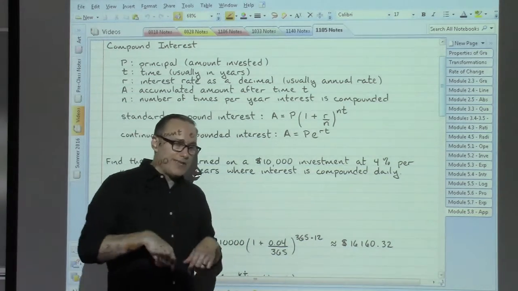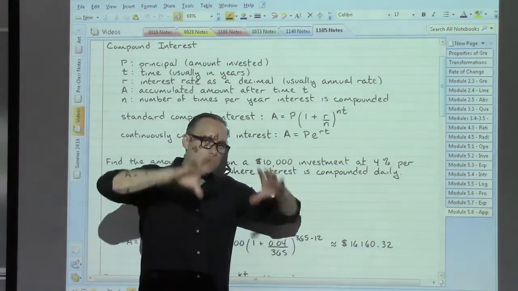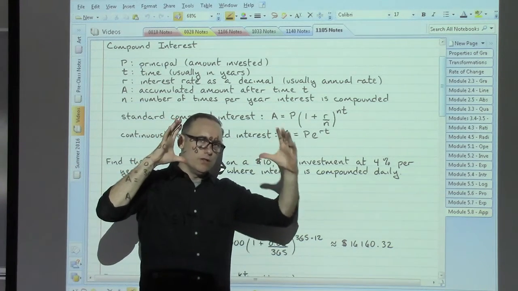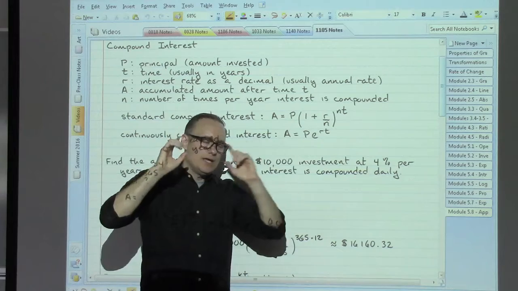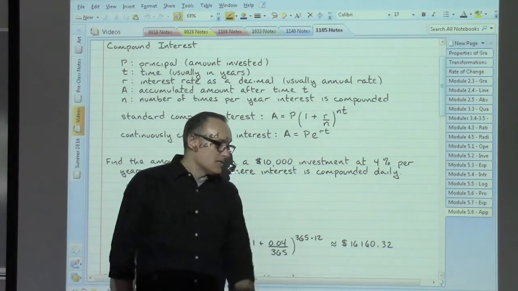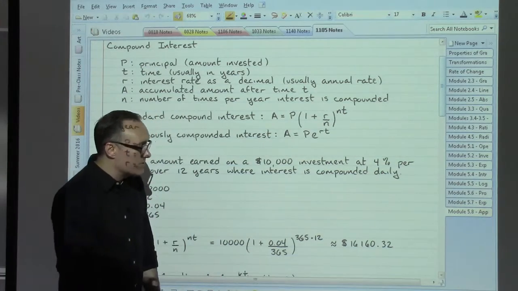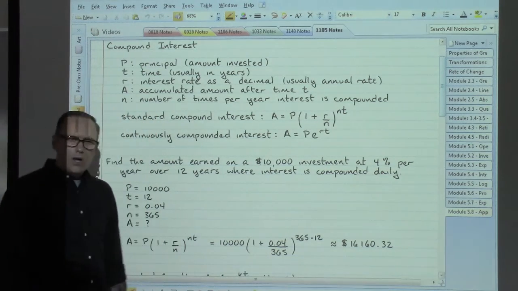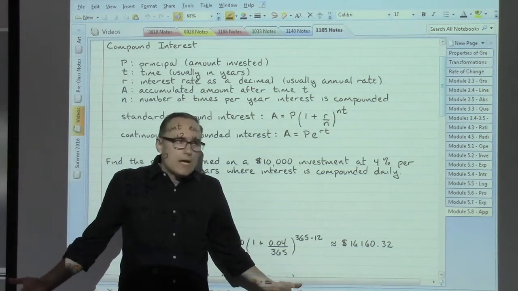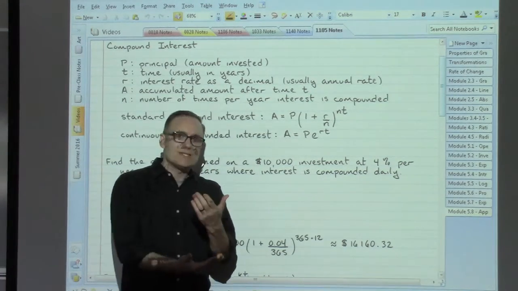So we tell the calculator, after we hit that power button, parentheses, 365 times 12, close the parentheses out, hit enter, get that final amount, $16,160.32. What? They didn't say anything about rounding. We know what's going on with money. We know that money is dollars and cents.